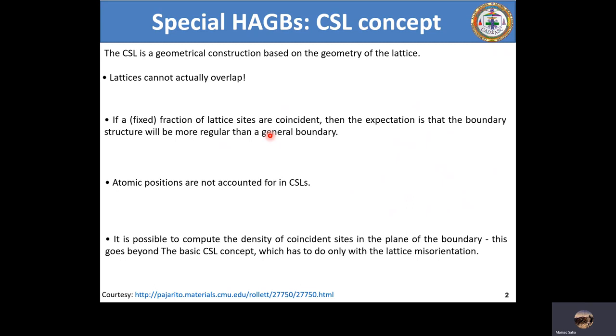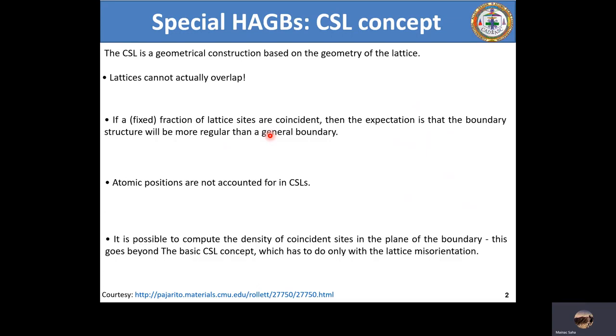It is possible to compute the density of coincident lattice sites in a plane of the boundary plane. But this will go against the CSL concept, which has only to do with the lattice misorientation. Because the CSL concept only deals with two things. The first is the misorientation between the two planes, because there are only very special grain boundary misorientation angles for which, as I told you, the grain boundary energy dips to a local minimum.